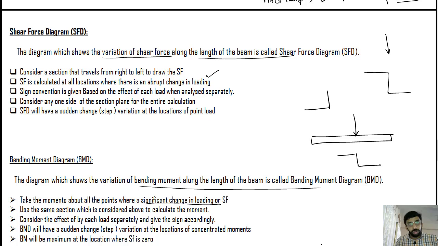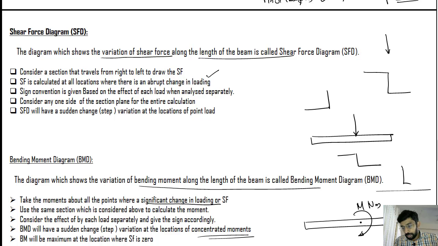And you have to use the same methodology of section that we have adopted for the drawing of the shear force diagram, and consider the effect of load individually and assign the sign corresponding to that. So there will be a sudden change in the bending moment diagram where there is a concentrated moment. Suppose you have a beam and you have a moment like this, some M Newton meter. So in the bending moment diagram, there can be a step-like variation, something like this. So this much point has to be kept in your mind.